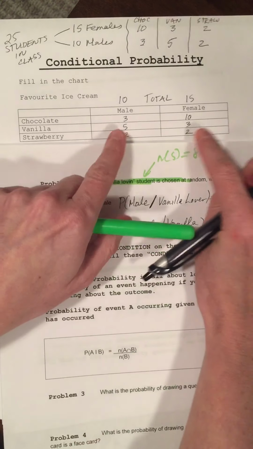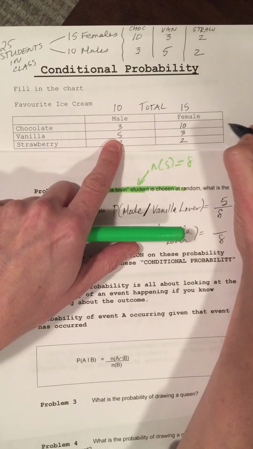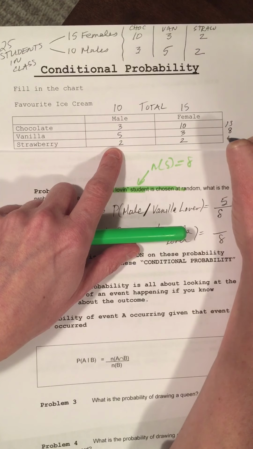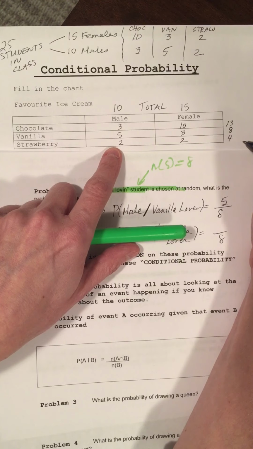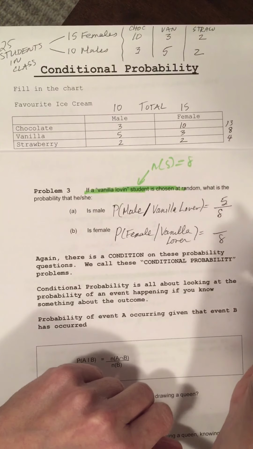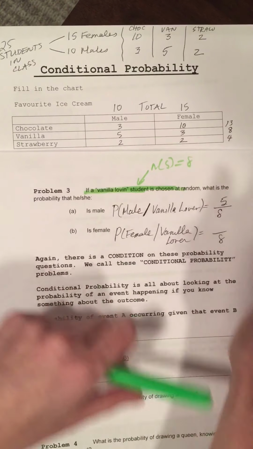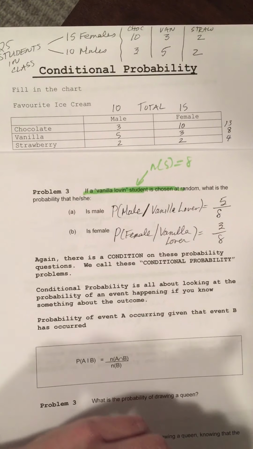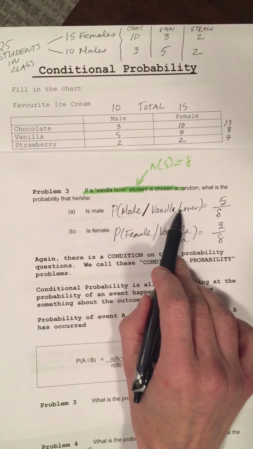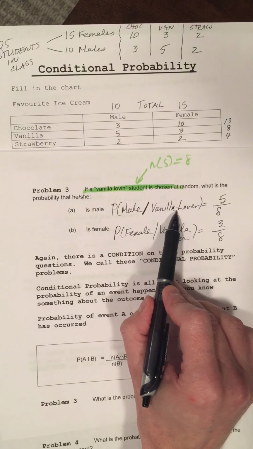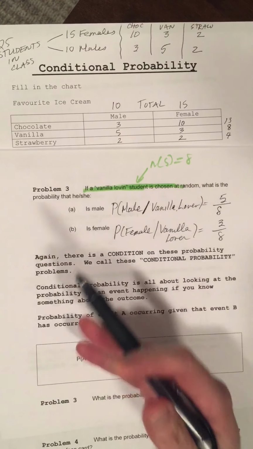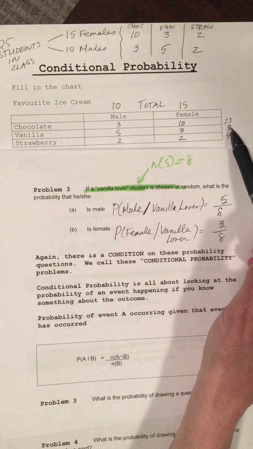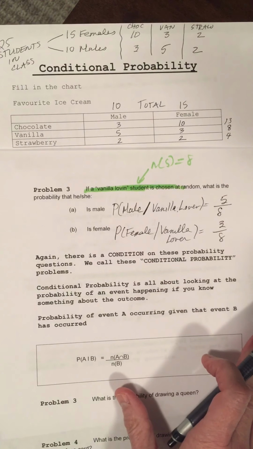Again, vanilla lovers are 8. Let's think about this. Chocolate lovers were 13, vanilla lovers were 8, and strawberry lovers were 4. Again, adding up to the 25. If you're a vanilla lover, what's the probability that you're female? Again, conditional probability because your NS is changing. You're not looking at all 25 people. You're subdividing the 25 people into chocolate lovers, vanilla lovers, strawberry lovers.